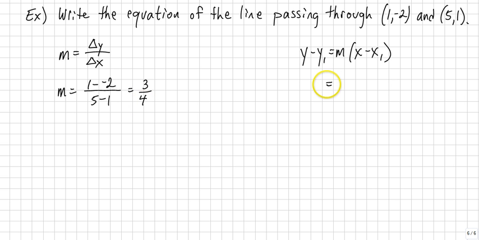So we plug 3/4 in for m, and then you can pick either one of these coordinates. Both of these are on the line, so both of them are solutions to the equation. You can pick either one. So I'm just going to pick the first one, and you plug the y coordinate in and the x coordinate in, and then we simplify.